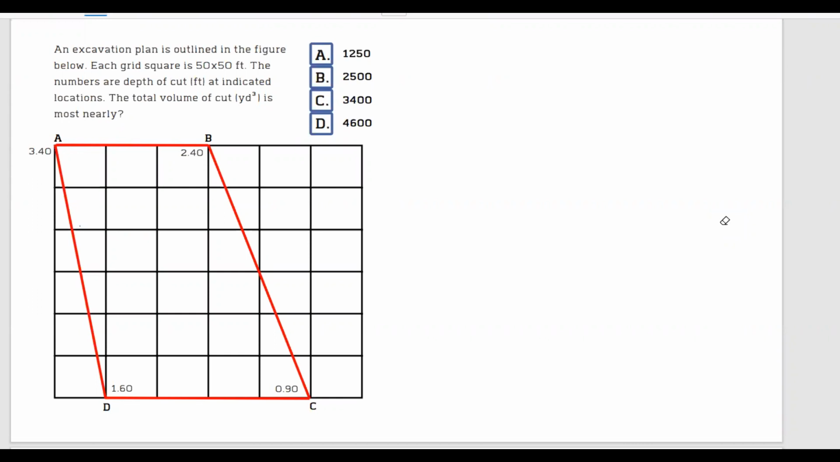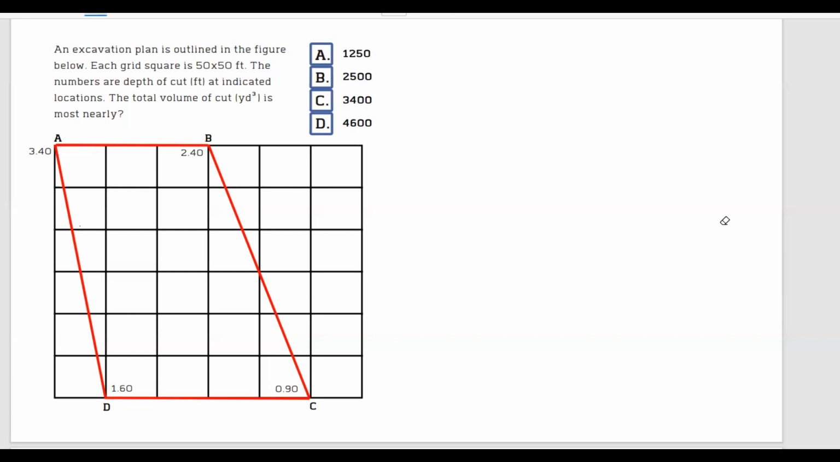All right, so let's solve the surveying problem here. We have A, B, C, D, this polygon here, and in every corner we're shown the depth of cut. So at A we have 3.4, B 2.4, C 0.9, and D 1.6. I'm going to ask you to try and envision this shape here. In order to calculate the volume, we're going to need the area of ABCD, multiplied by the height. And the height is going to be an average of all of these.